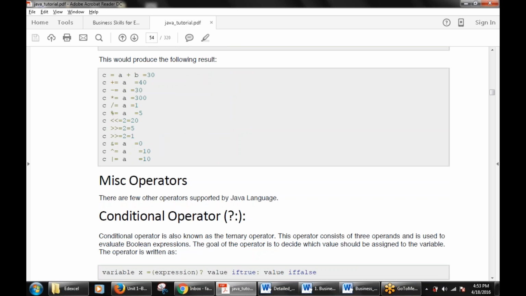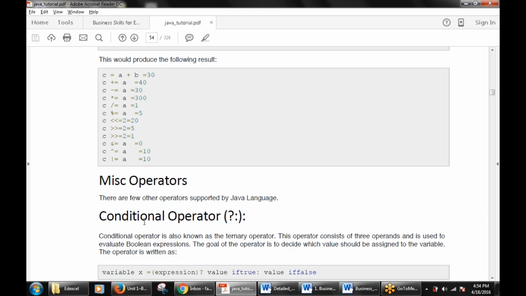The main point is that the right hand side operand is going into the left hand side operand. Now next one is miscellaneous operators. So what are the various miscellaneous operators supported by the Java language? First one is the conditional operator, that is also known as the ternary operator. Why is it known as the ternary operator? Because there are three parts in this operator, so that's why it is known as a ternary operator.